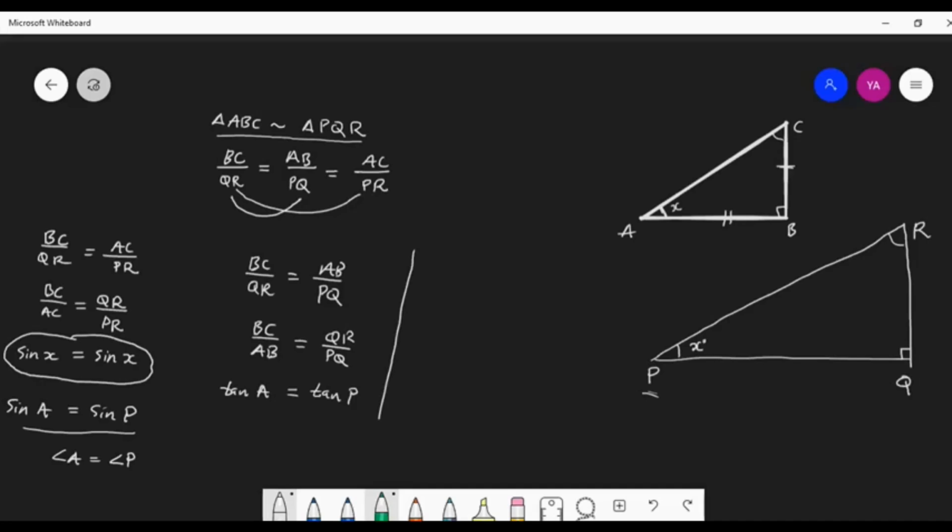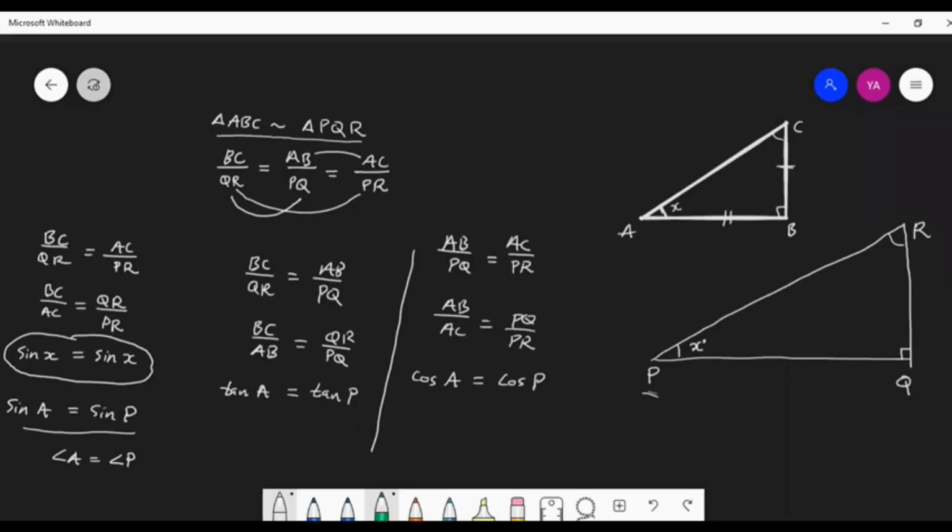Okay, and one more, last one. We choose the second and third one. AB by PQ is equal to AC by PR. You do the same way. AB by AC is equal to PQ by PR. What is AB by AC with respect to angle X in the first triangle? Cos A, right? So cos A is equal to, in the second triangle, what is PQ by PR? Cos P. So yes, right.